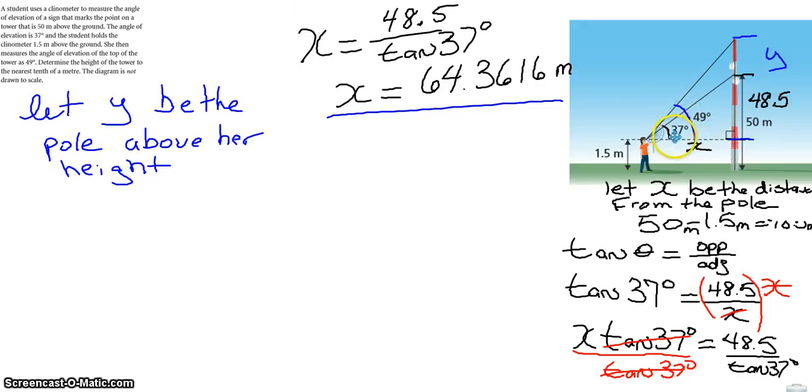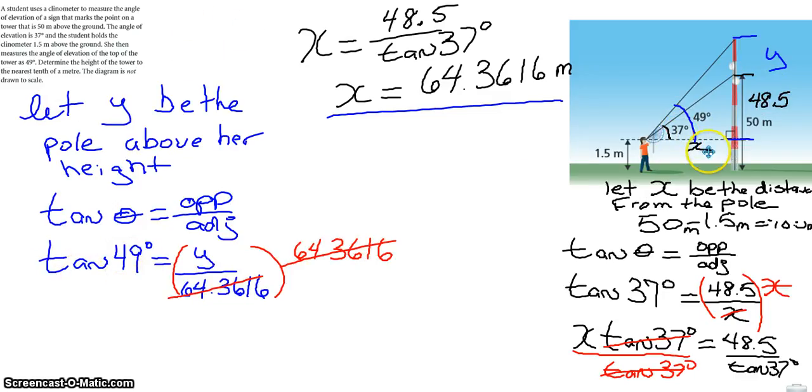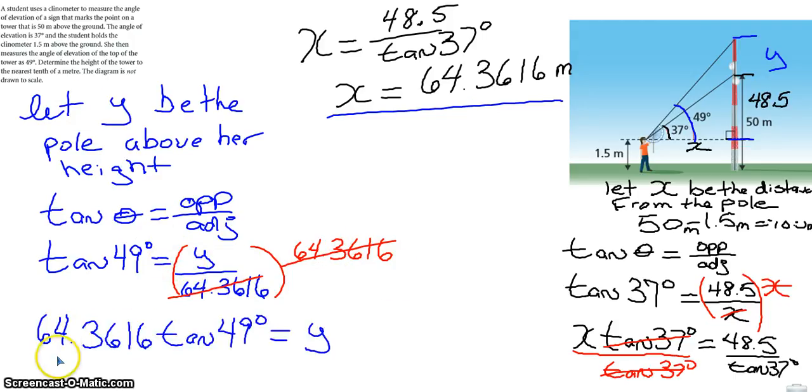This also sets up as a tangent ratio. We say the tan of the angle is equal to the opposite side, y, divided by the value of x. The tan of 49 degrees is equal to y divided by 64.3616. I start by multiplying both sides by 64.3616. They cancel out here, and I end up with 64.3616 times the tangent of 49 degrees. That's going to give us our value for y, which equals 74.0396 meters. Awesome.